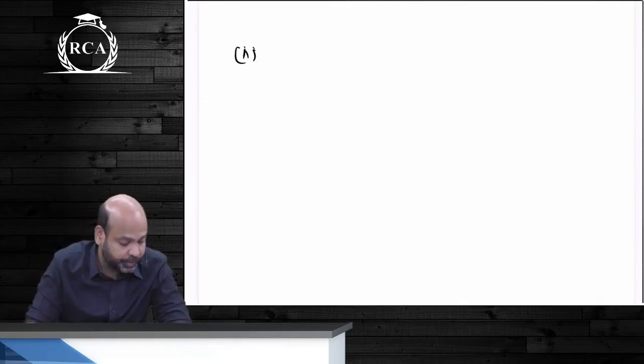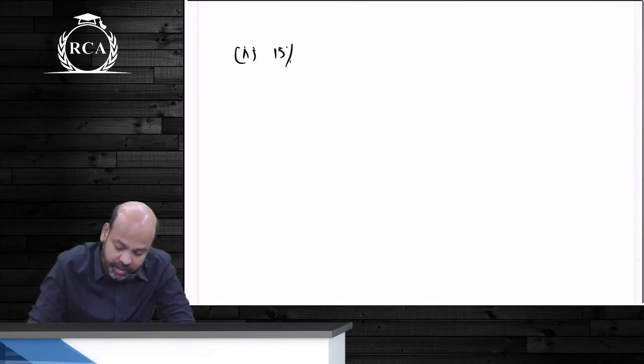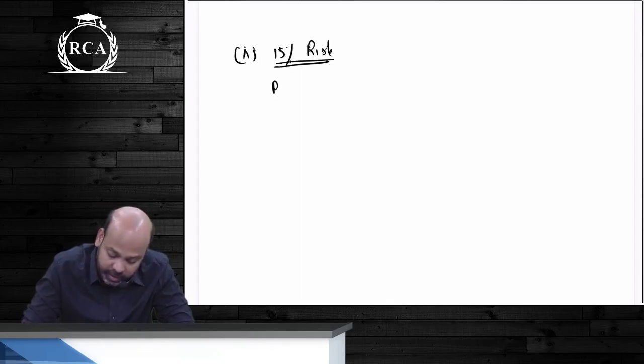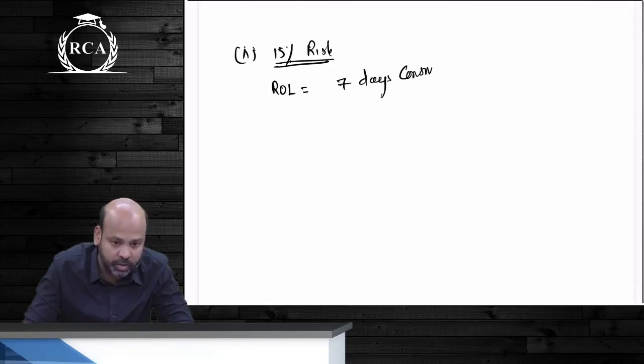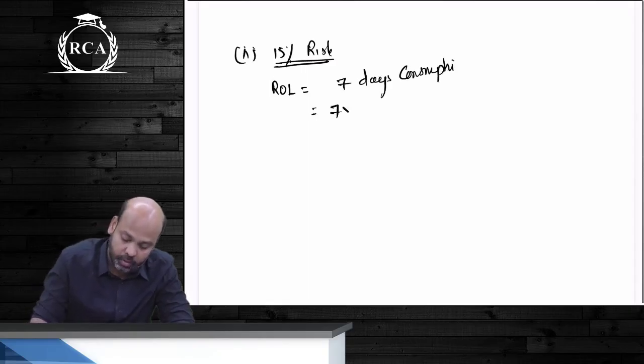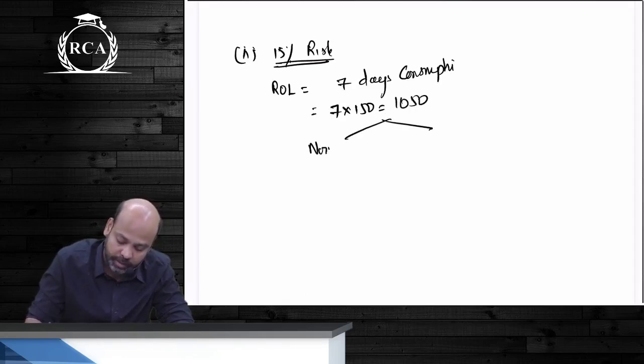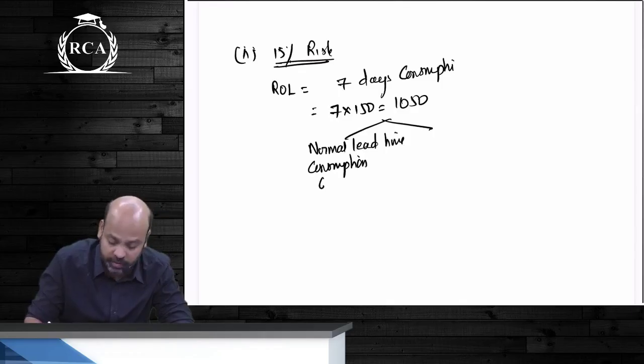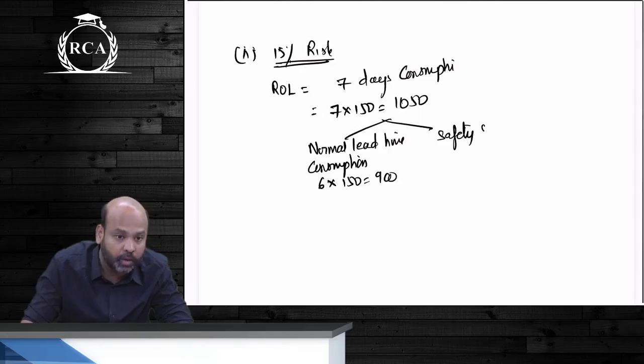क्या पूछ रहा है वो? कितना रिस्क? 15% risk guys of being out of stock. That means better reorder level should be based on how many days consumption? Reorder level better should be based on 7 days consumption. That will be 7 into 150, 1050. इसमें से normal lead time consumption कितना रहता? 900. Normal lead time consumption guys will be 6 into 150, 900, and safety stock beta will be for how many days? 1 day. 1 into 150, 150.